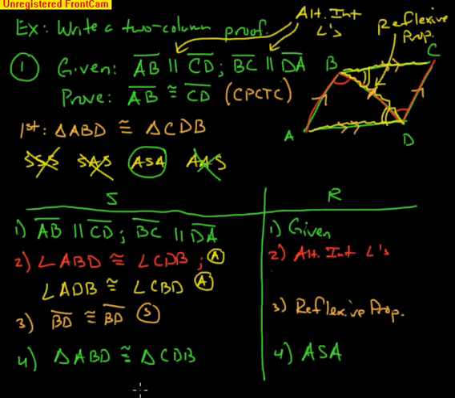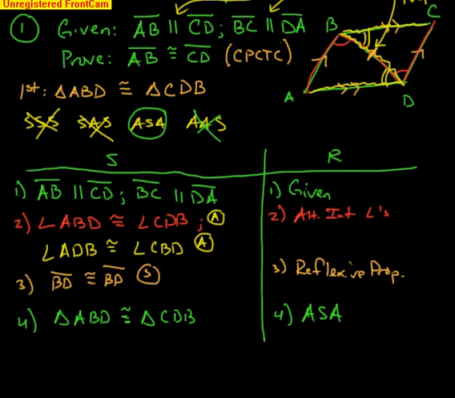But that is not what we wanted to prove. We now want to prove that segment AB is congruent to segment CD. We'll look at the correspondence. We can use this idea of CPCTC, corresponding parts of congruent triangles are congruent, to say that segment AB is congruent to segment CD.